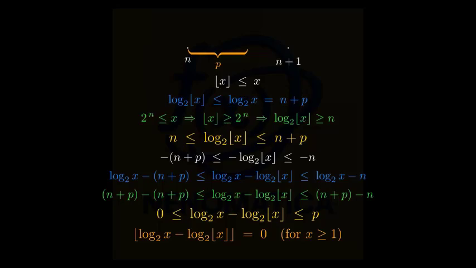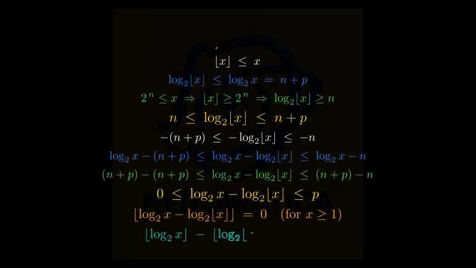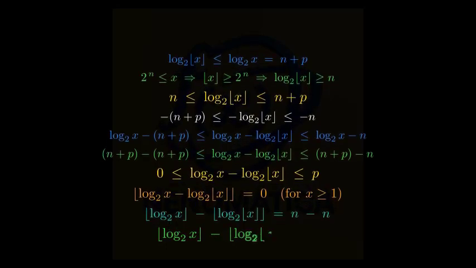Now compute the right-hand side. The floor of log base 2 of x equals n by definition. And since log base 2 of floor of x is between n and n plus p, its floor is also n. Therefore, the difference is n minus n, which is 0.